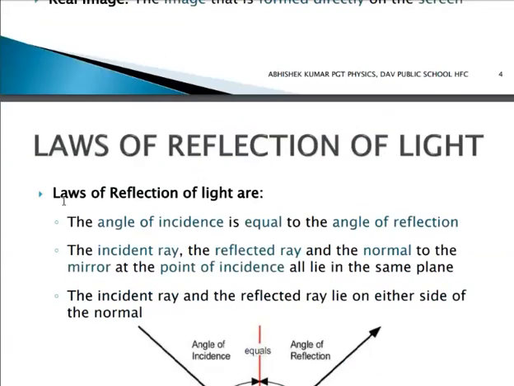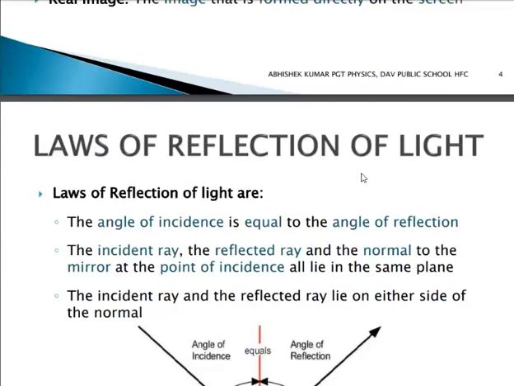Now, law of reflection of light. There are two laws of reflection of light. Light obeys certain basic laws while reflected from a smooth surface or shiny surface. So the first law states that the incident ray, normal and reflected ray all lie in the same plane. This is the first law of reflection.